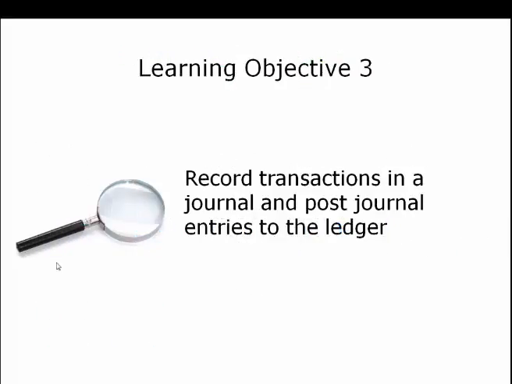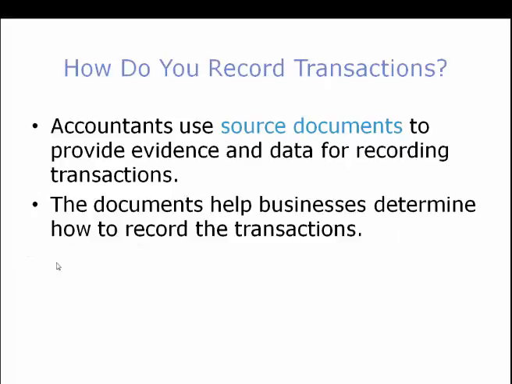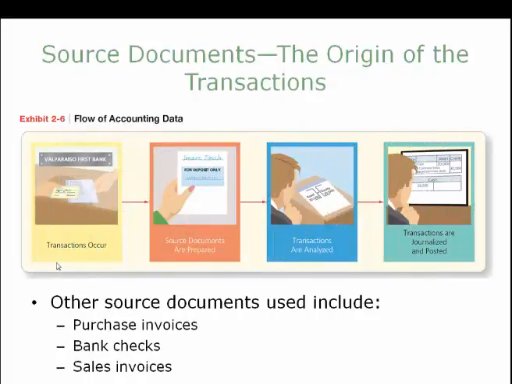Okay, let's talk about what we would do to record transactions and then post journal entries to the ledger. We get something called a source document, and that's how we determine when we're going to record transactions. Those source documents help us determine where to go. We have to read them and understand what to do with them. So a transaction occurs, we get source documents, we analyze them, and we determine what journal entries we need to do.